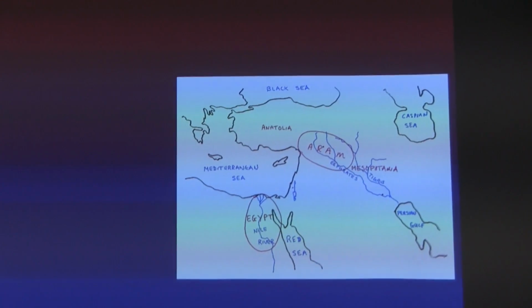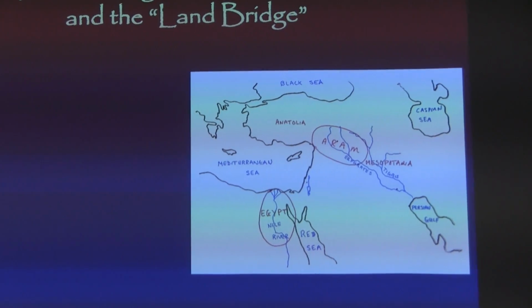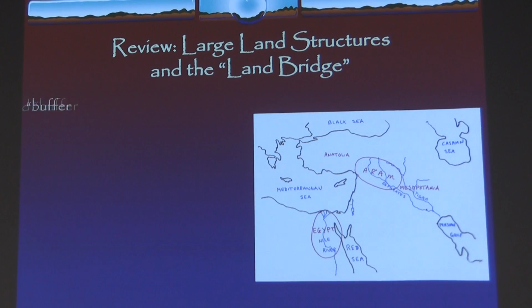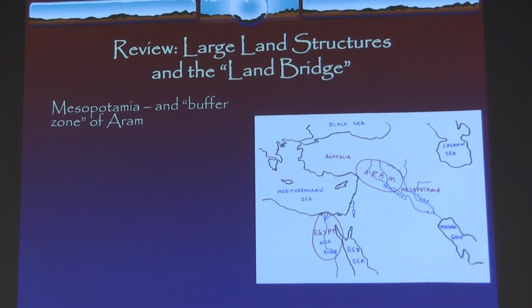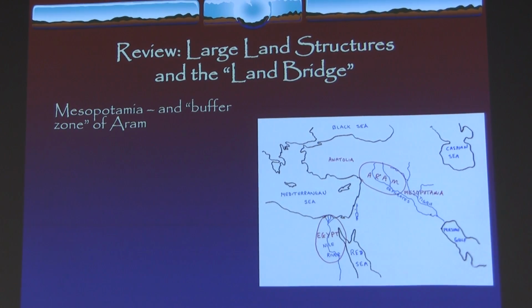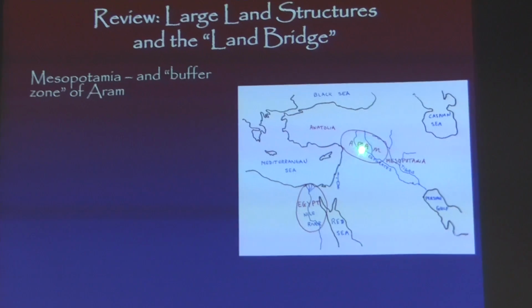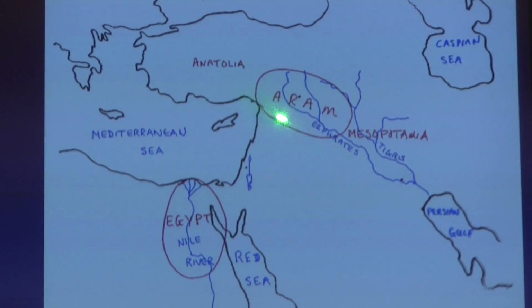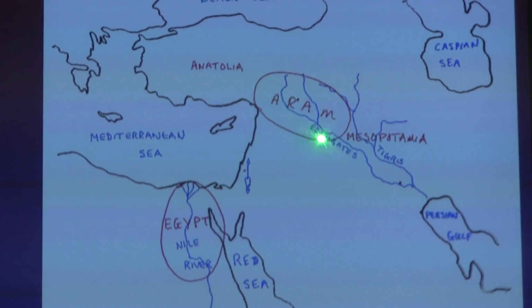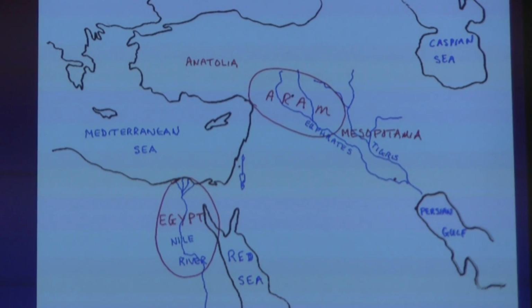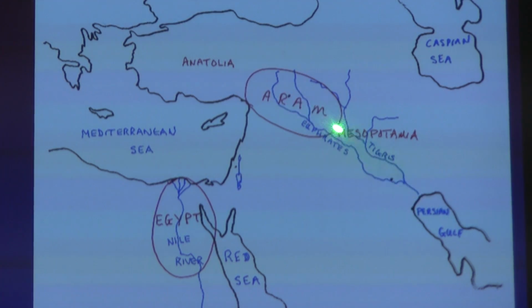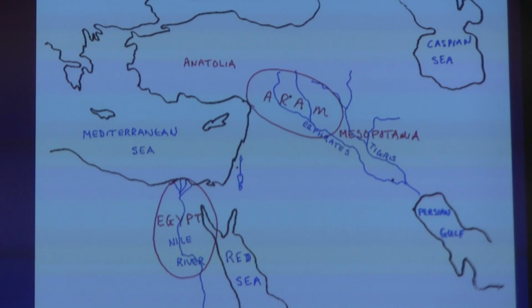So this map looks familiar to you already if you've looked at the first 2 lectures. Here, by way of review, we just want to get a sense of the large land structures. We called them power circles in our first lecture. Mesopotamia right here, the land between the rivers, Tigris and Euphrates. We talked about the importance of Aram, also called Syria, being a buffer zone for traffic either going west or going down south towards Egypt.